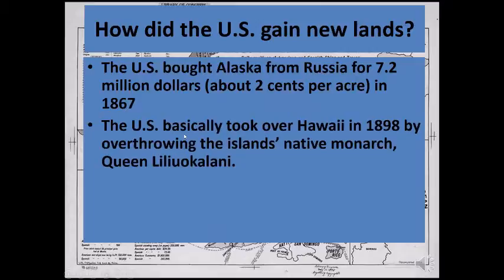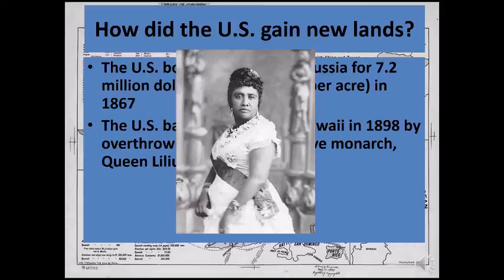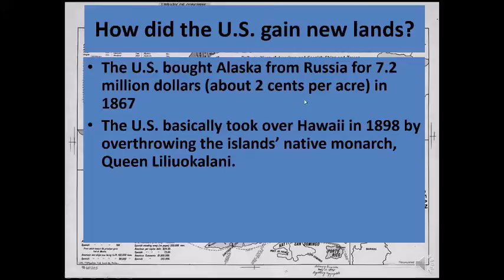Another way, we kind of bullied our way in many cases. We didn't fight for it, but we kind of annexed things. Like Hawaii, for example, in 1898, the U.S. sugar planters there overthrew the island's native monarch, Queen Liliuokalani. Here you can see a picture over here, the last monarch of Hawaii. And there was no fighting, per se, but there was simply an annexation. The U.S. sugar planters there kind of just took over. And Hawaii, again, would later on become a state, as you know.